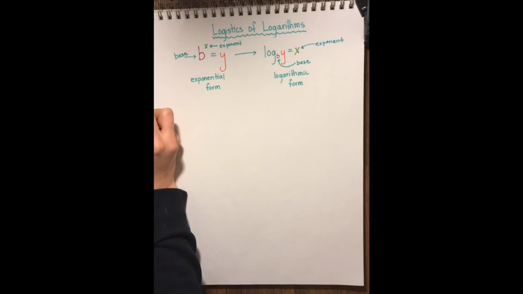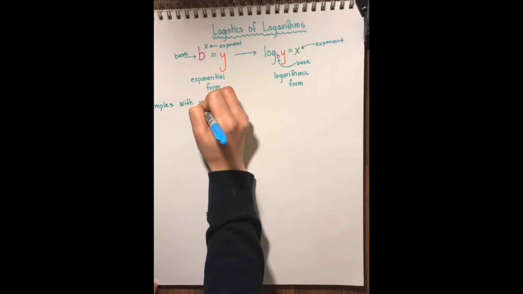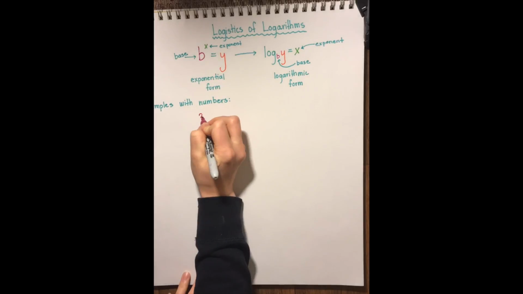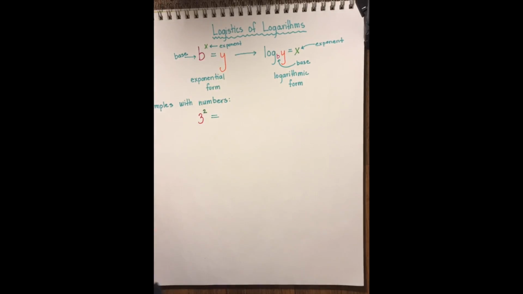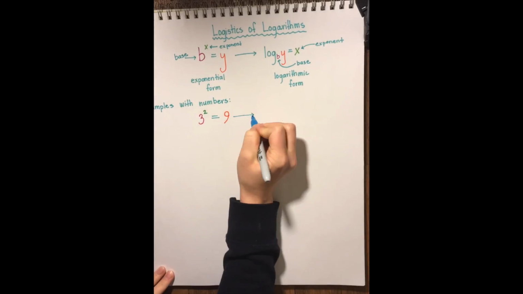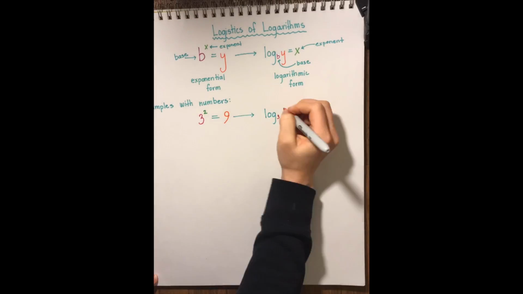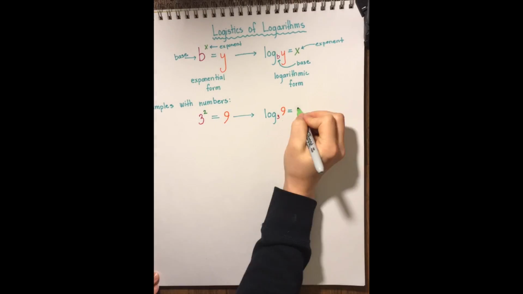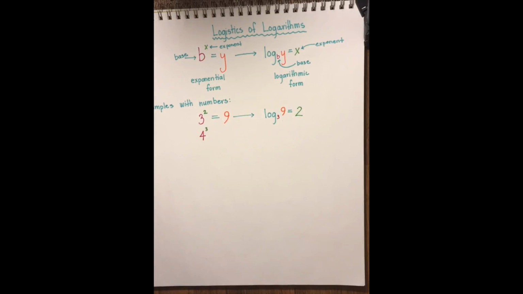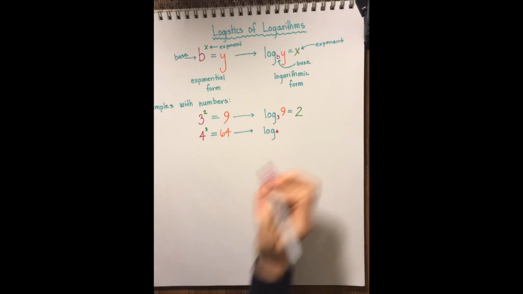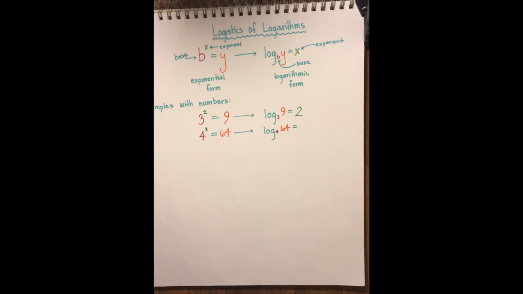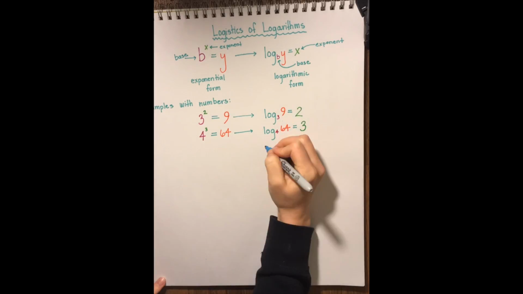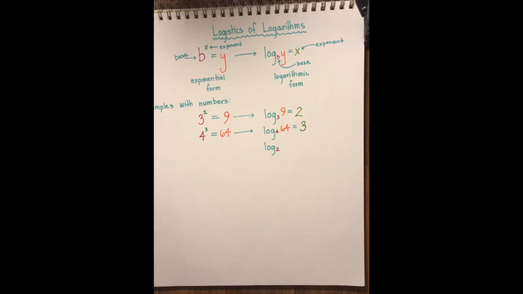To make sense of this further, let's look at some examples with numbers. The familiar 3 squared equals 9 as a logarithm is log base 3 of 9 equals 2. Another familiar example is 4 cubed equals 64. When written in logarithmic form, it's log base 4 of 64 equals 3. We can translate these equations in both directions.